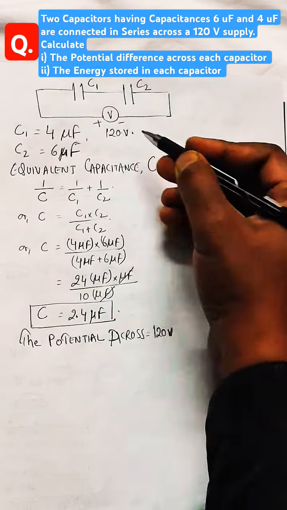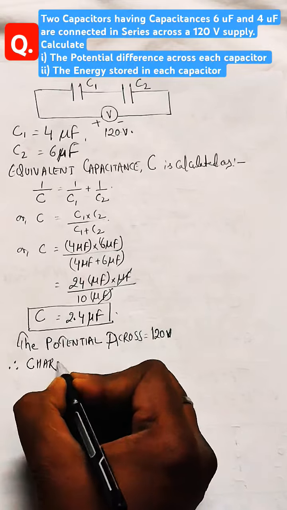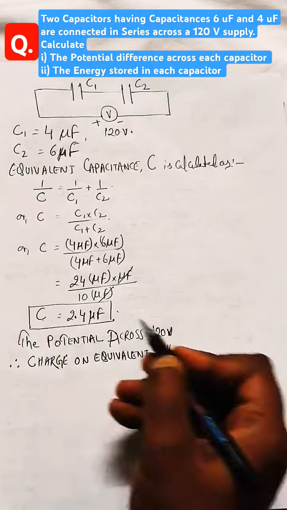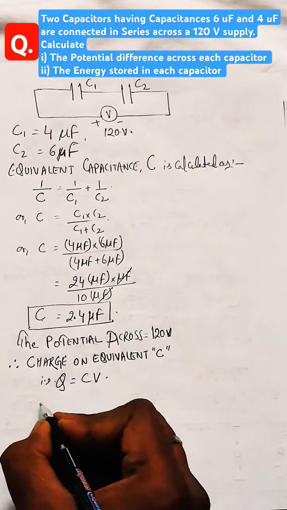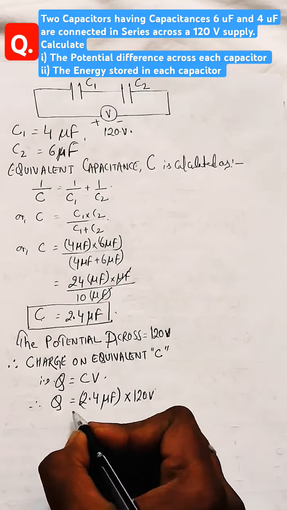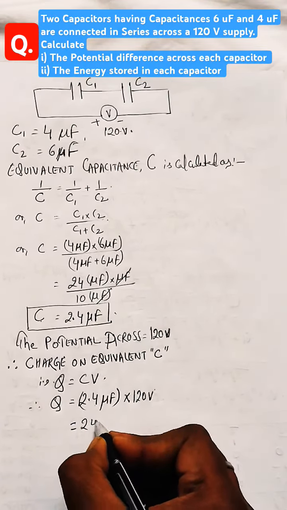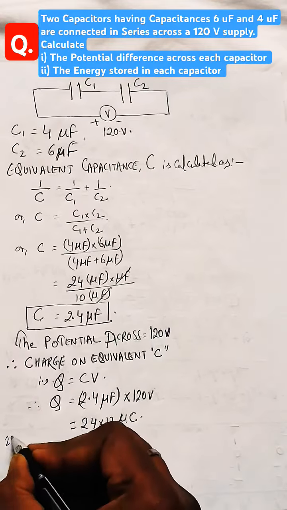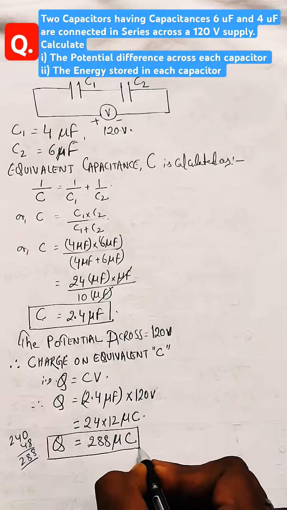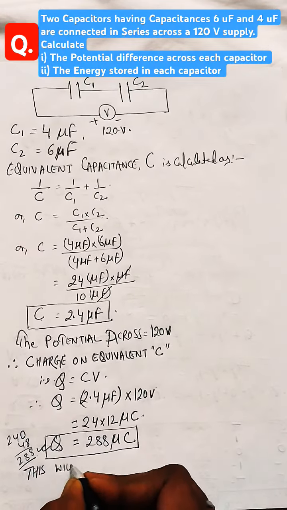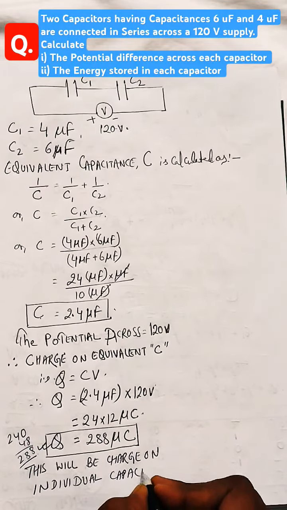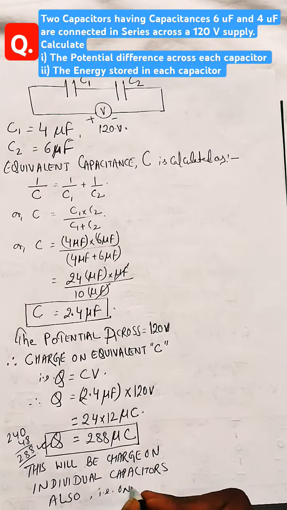It's given that the potential difference, that is the connected power source, is 120 volt. The charge on the equivalent capacitance is calculated by the formula Q equal to CV. So Q is the equivalent capacitance value, 2.4 microfarad, which we have calculated, into 120 volt. This will give you the value of Q as 24 into 12 microcoulomb, which will be 240 plus 48, that is 288 microcoulomb. This charge will be the charge on the individual capacitors also, that is on capacitor 1 and capacitor 2, C1 and C2.